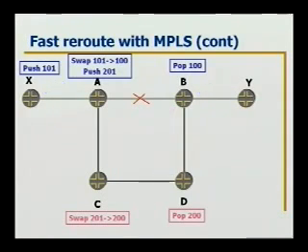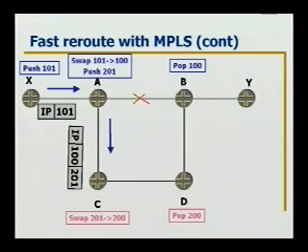So let's see what happens in the case of a link failure. Traffic arrives from node X with label 101 as before. Now A knows that the link AB failed. So what A is going to do is swap label 101 to label 100 and push label 201 and send it on the link AC.